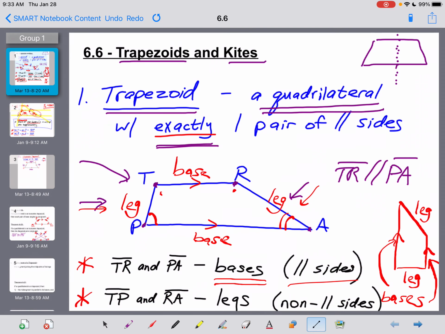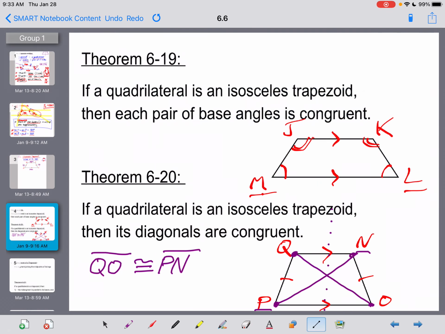It doesn't happen here. In this figure, I've got a diagonal that goes from P to R, and then another diagonal that goes from T to A. It looks pretty clear to me, everybody, that line segment TA is longer than line segment PR. So they're not going to be congruent in every trapezoid. They are only going to be congruent in an isosceles trapezoid. All right. So that is that.